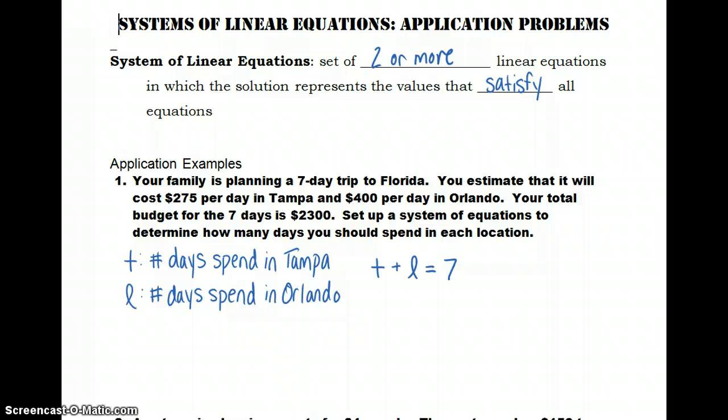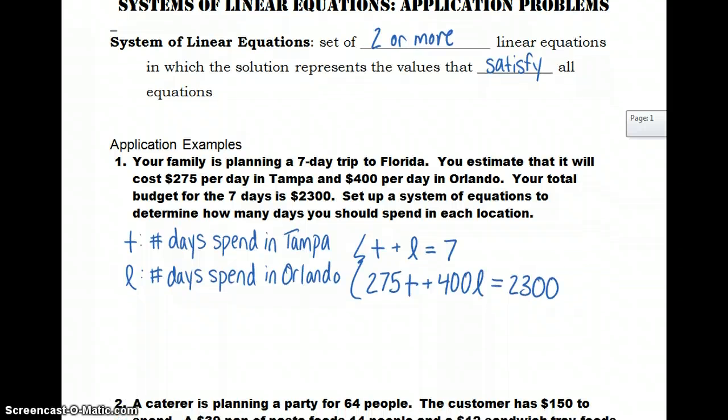So my second equation will be 275T, because it's $275 per day in Tampa, plus 400L for the $400 per day in Orlando, and this should equal $2,300. Now I've got my system set up, I have my 2 equations, and I'm all done with this problem.